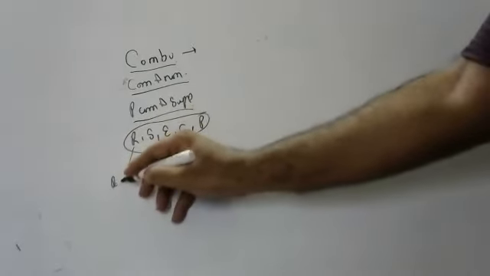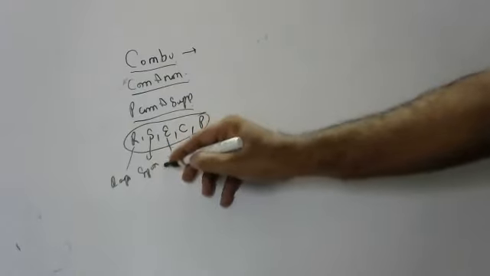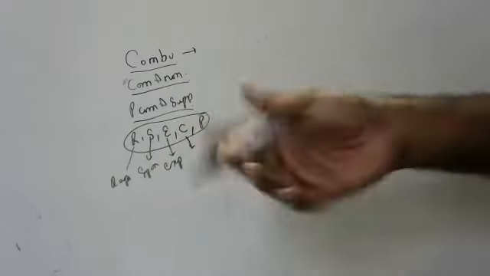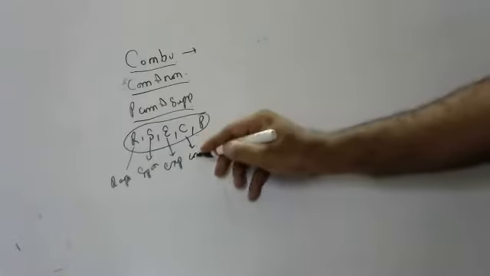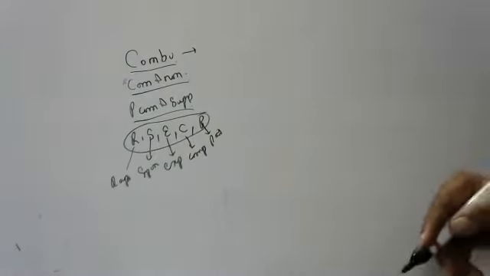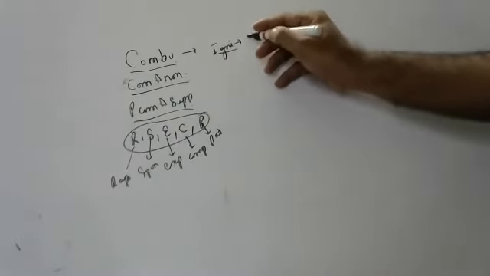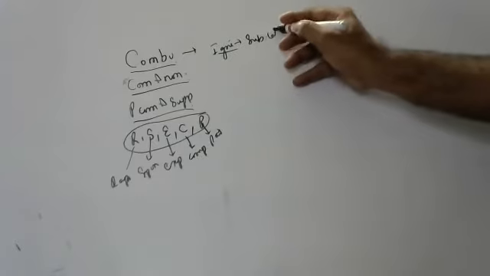Again, I'm saying this is rapid. This is spontaneous: they catch fire on their own. This is explosive. This is complete, and this is partial combustion. And what is ignition temperature? Ignition temperature means the temperature at which a substance catches fire.